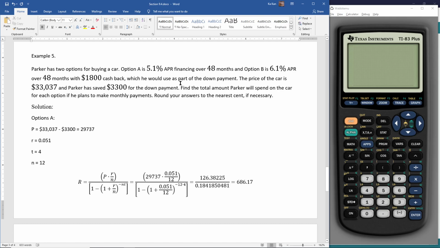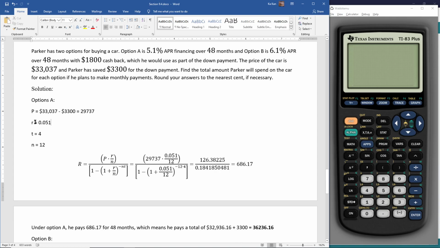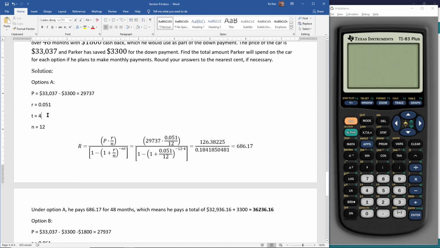So that's cool. The price of the car is $37, but you already saved up some money. You have $3,300 extra down payment. So it's just like the last problem. You have to figure out what the principal is. The principal would be $37 minus $3,300. That is the principal. That's how much you have to finance. Forget about this number right now. So what is the interest rate? The interest rate is 0.051. The time is 4 years, and it's 12 because you're making monthly payments.